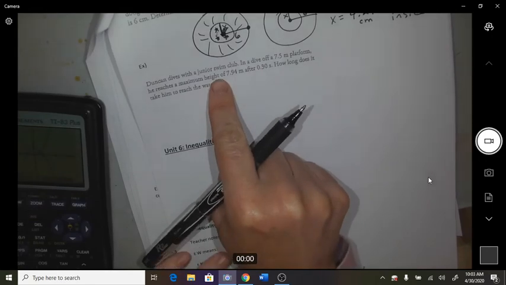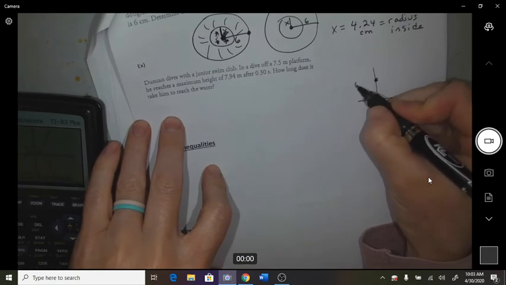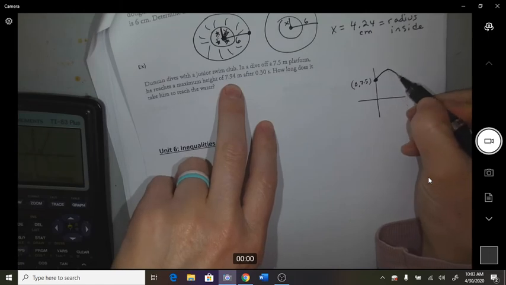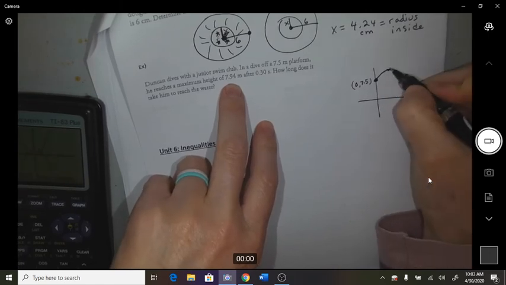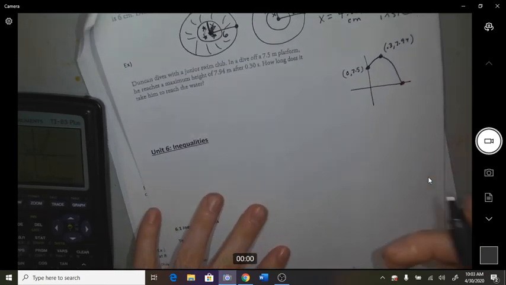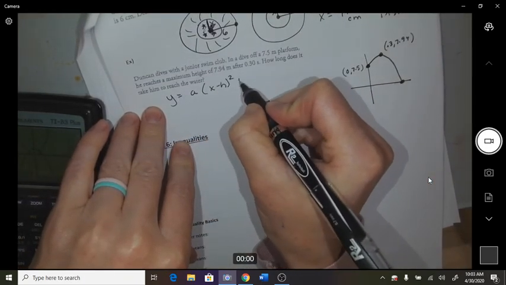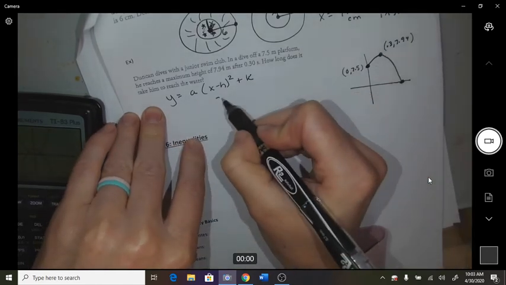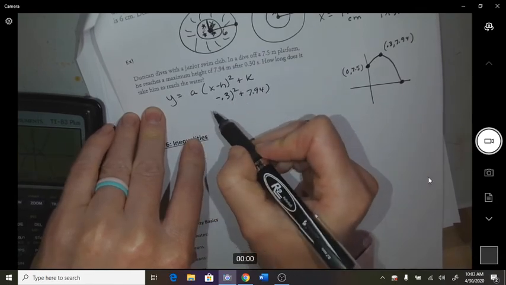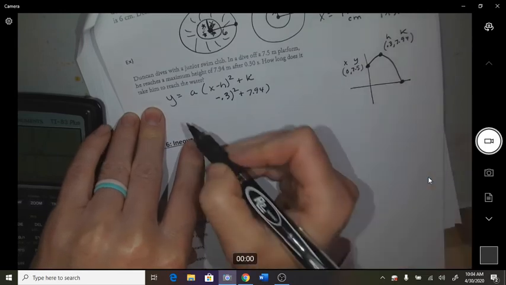Okay, Duncan dives. He dives off a 7.5 meter platform. So that's what he's doing, and then he reaches a max height, and then he falls to the water. Okay, so we're going to make an equation, so I'm going to use vertex form, because I know the vertex. So the vertex I'm going to fill in with a 0.3 and a 7.94. And for the x and y, I'm going to use 0 and 7.5.